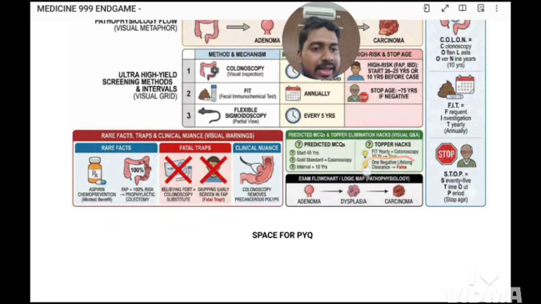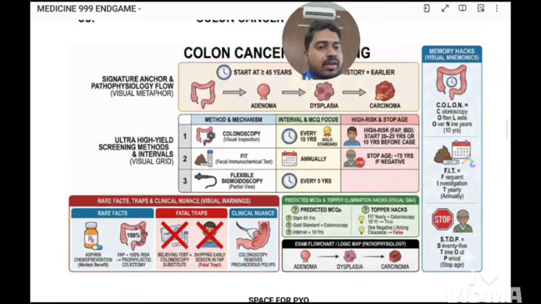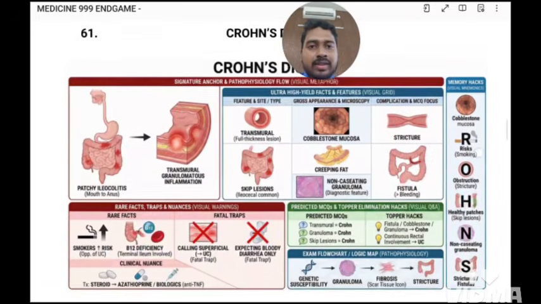Next is one negative, lifelong clearance. This means that one negative test doesn't rule out occurrence of carcinoma in high risk groups. So FIT, what it is, I have told you, you should do it annually. Then you should stop at 75 years of age, and then colonoscopy. Okay. So next topic we are going to is Crohn's disease.